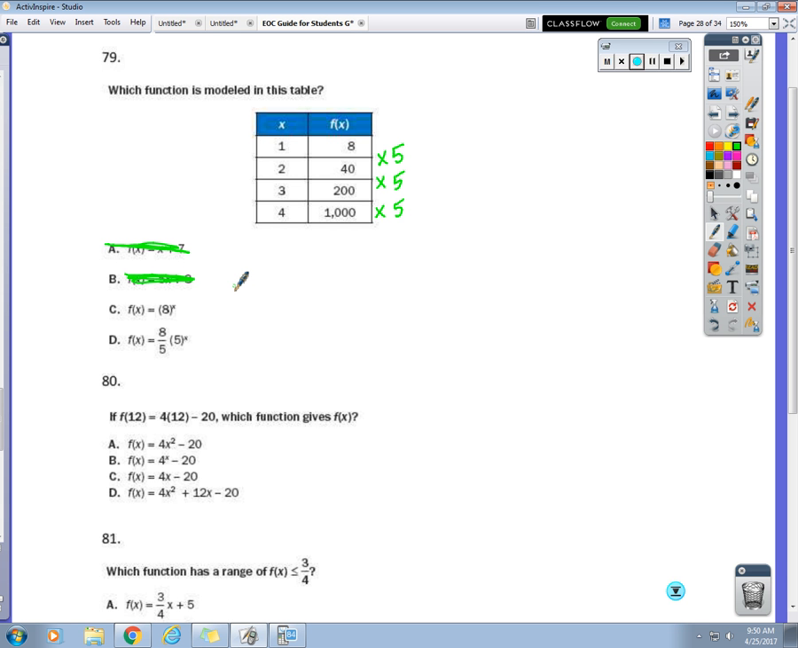So I went ahead and crossed out A and B because those are both in y equals mx plus b form, which is linear. Now you just have to decide, because C and D are both exponential functions, which one is right.